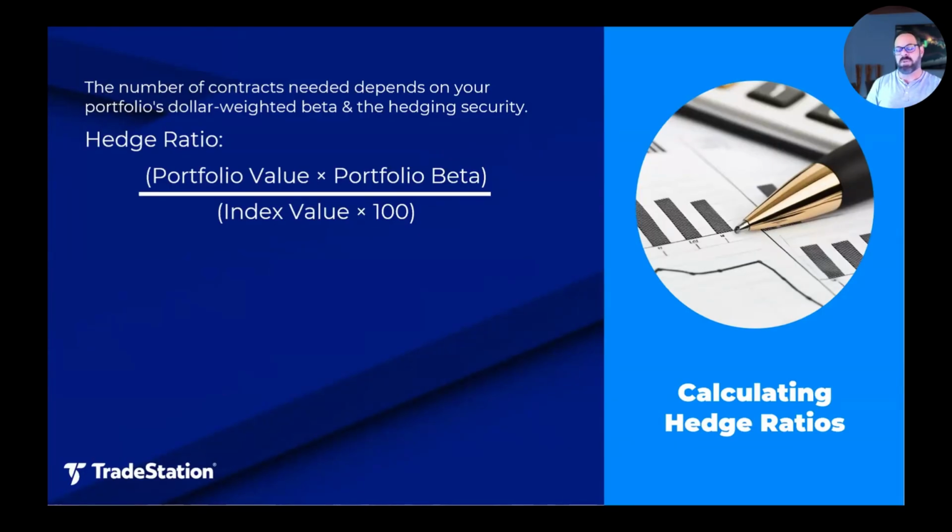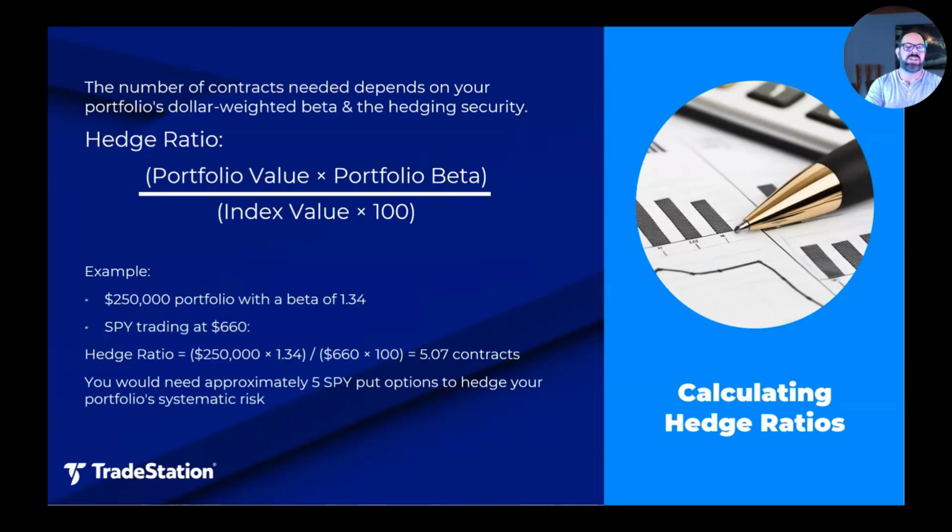Then to hedge it properly, we need to know how many securities do we need? How many options do we need to buy? How many puts? How many calls? Are we buying puts on the index? Are we buying puts on SPY? Whatever it may be, you take the underlying value of that index. In this case, we're using the S&P 500 index multiplied by 100, and that'll be our hedge ratio. So as an example, if you happen to have a $250,000 portfolio and it turned out your beta is 1.34, when the spiders, if they were using the spiders in this case, happen to be trading at 660.